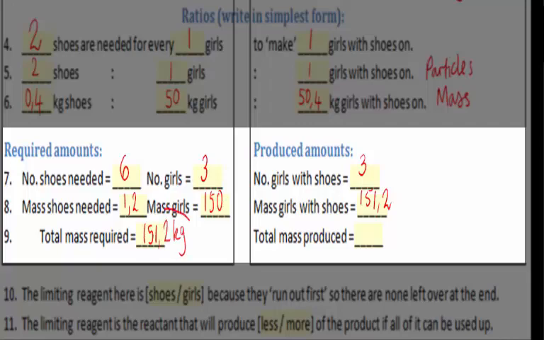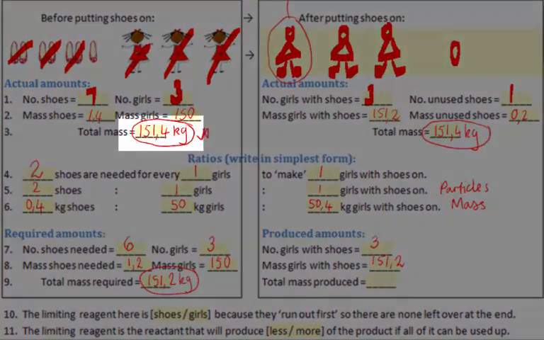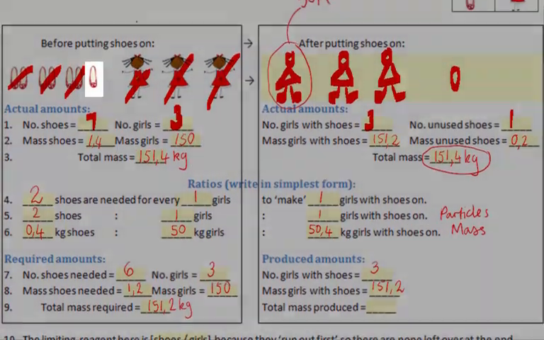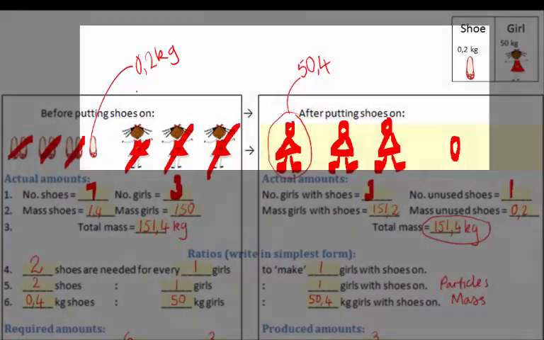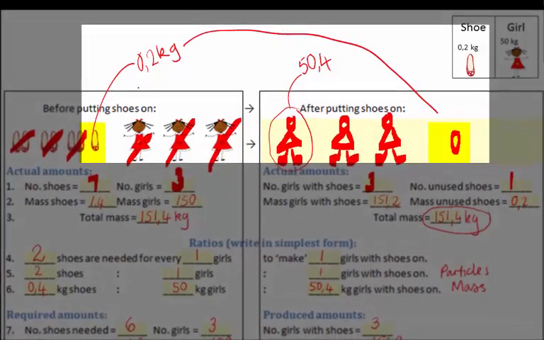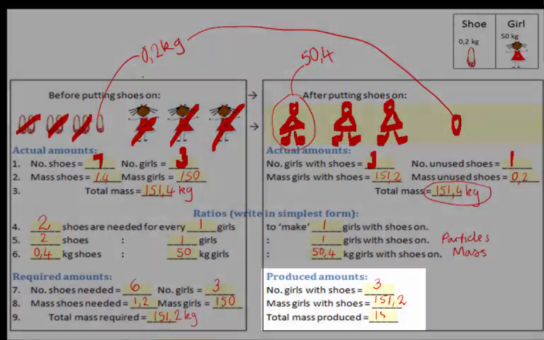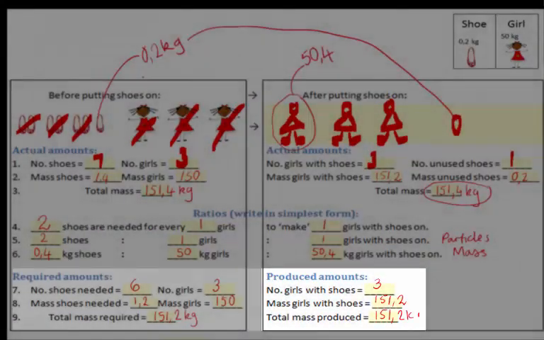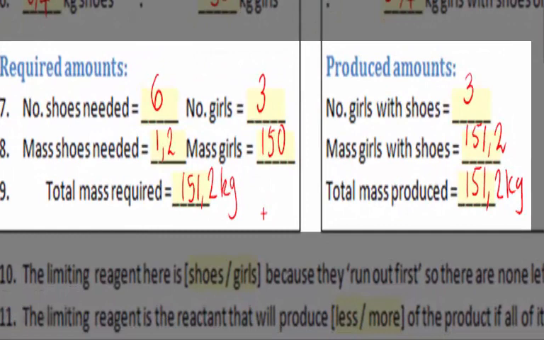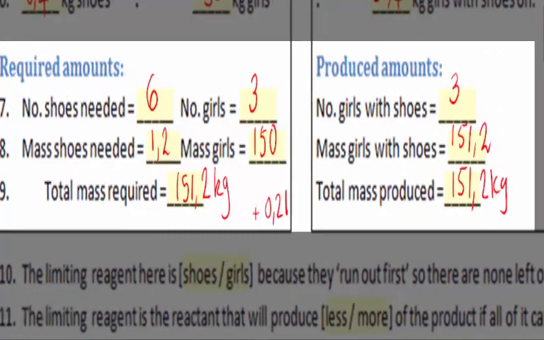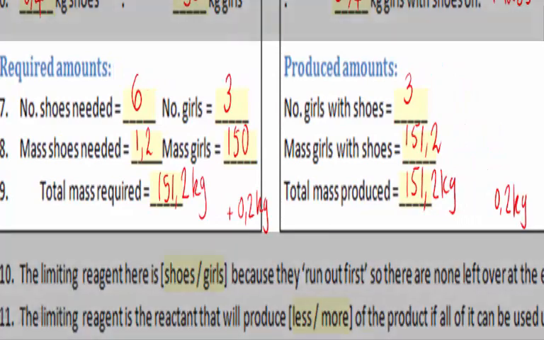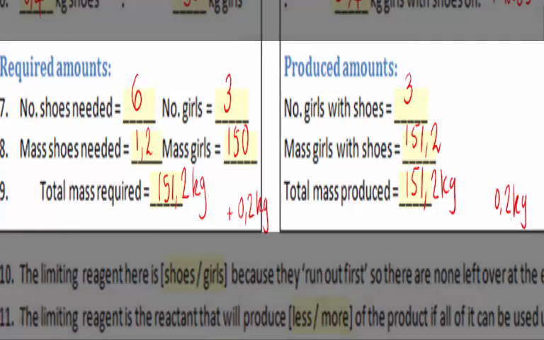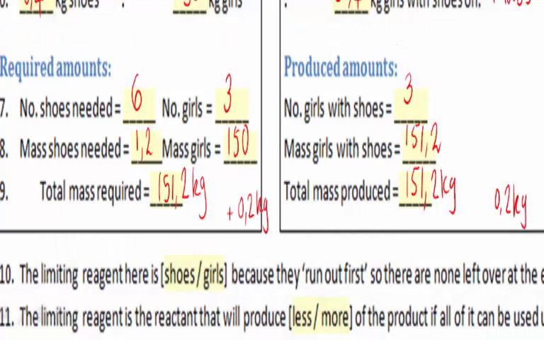Do you see that's not the same value as what we got over here? Why? Because of that extra shoe, which has a mass of 0,2 kilograms, that will still be left over at the end of the getting dressed. There we have it. Total mass here is 151,2 kilograms too. But in both cases we actually also have the 0,2 kilograms of that extra shoe, but it didn't react. So we can describe it differently to the rest because the other things did react.